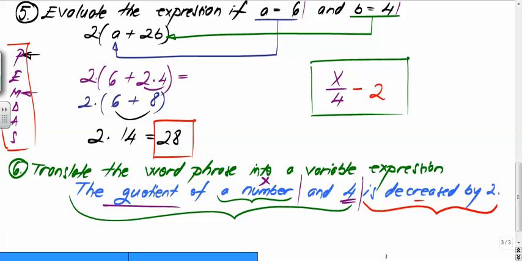The translation, the algebraic expression for the phrase the quotient of a number and 4 is decreased by 2 will be x over 4 minus 2. Okay? Moving on.